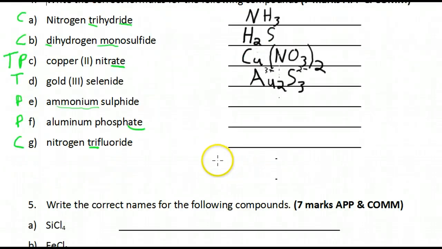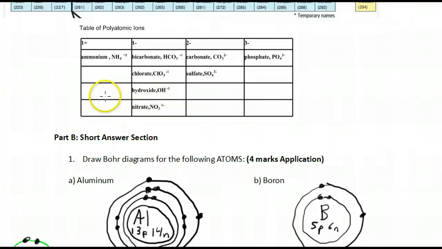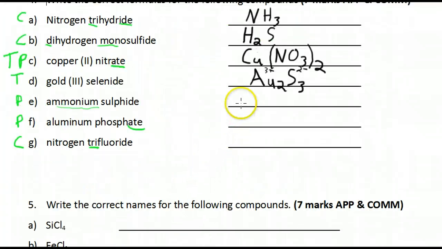Okay, the next one, ammonium sulfide. So the trick to remember is that ammonium is a polyatomic ion. So it is right here. It is NH4, and it has a charge of +1. So NH4, and like I like to do is just put these in brackets just to make it less confusing. So there's a charge of +1.